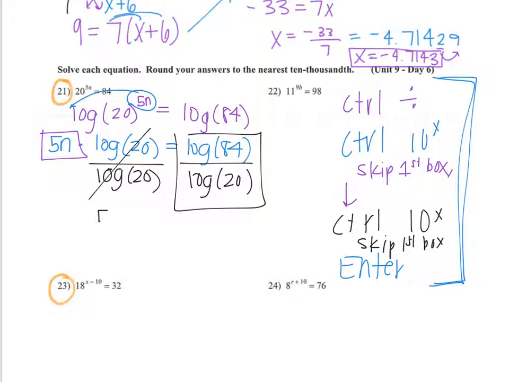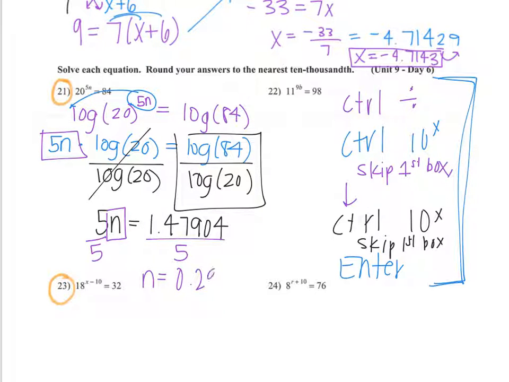So now we have 5n on the left side is equal to 1.47904. But remember, our goal is to solve for n. So now we have to get rid of the 5 by division. N equals 0.295809. Rounded to the nearest 10,000th, 4 decimal places. 1, 2, 3, 4, 8 looks to the 0 and stays. So we have n equals 0.2958.